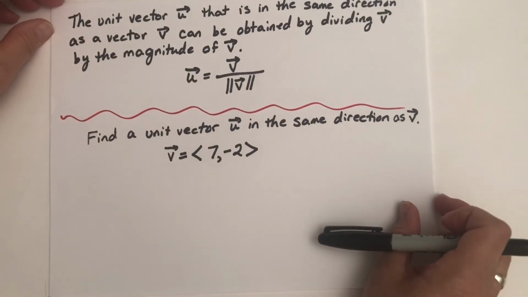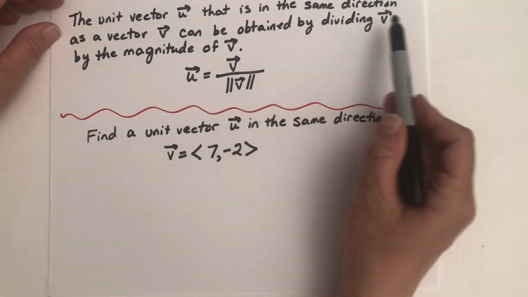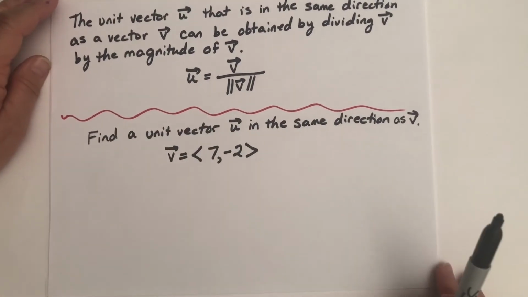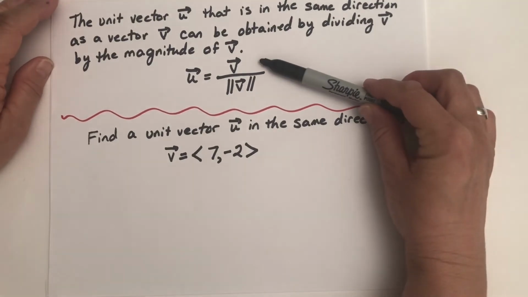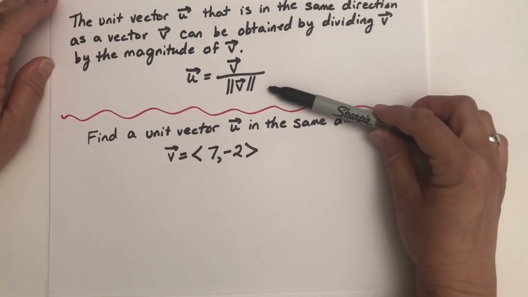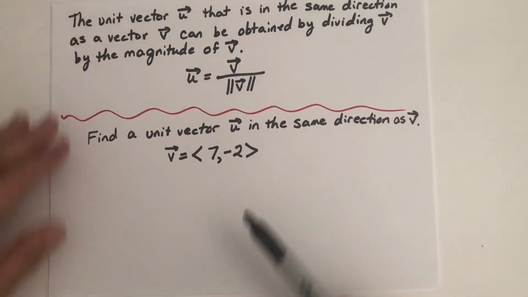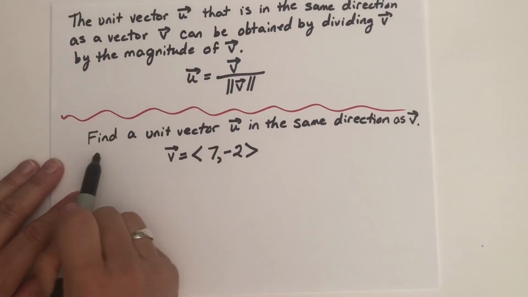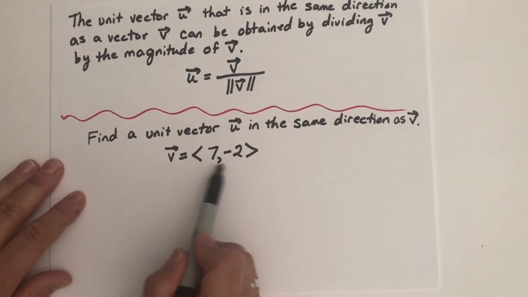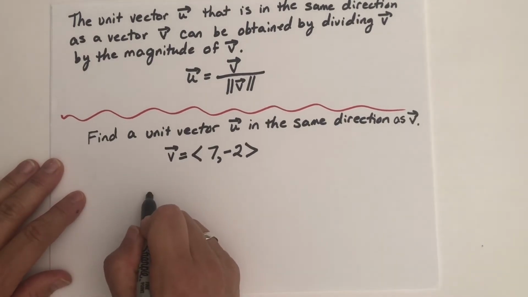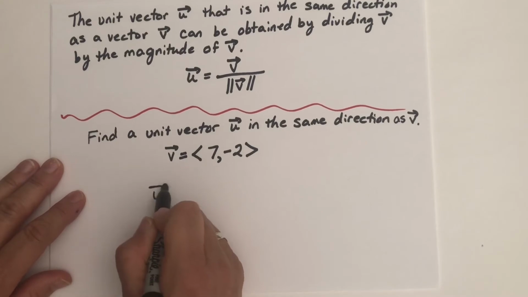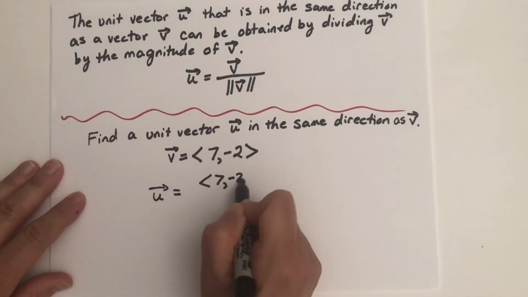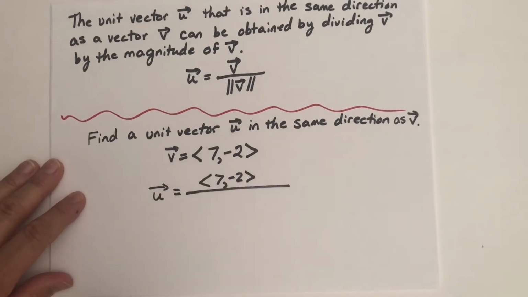The unit vector that is in the same direction as vector v can be obtained by dividing v by its magnitude. So let's do that. We'll just use the formula. So we're going to find a unit vector in the same direction as vector v. So here we go. The unit vector will equal ⟨7, -2⟩ divided by the magnitude.